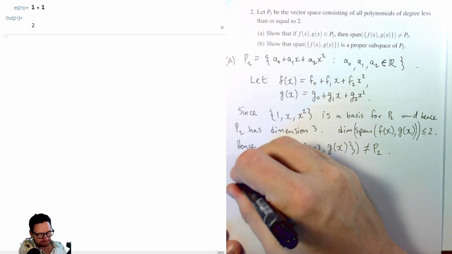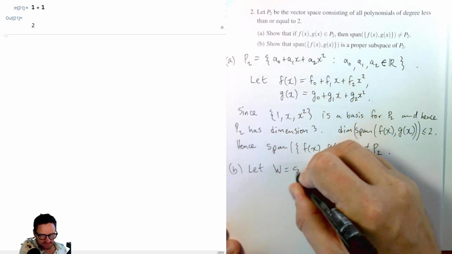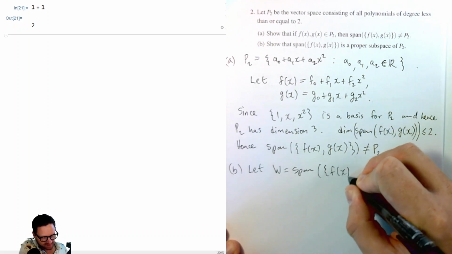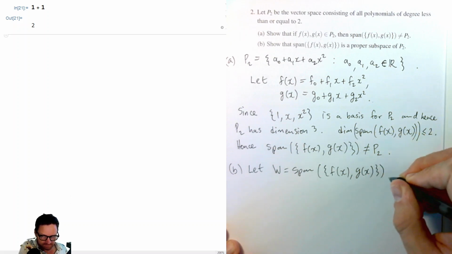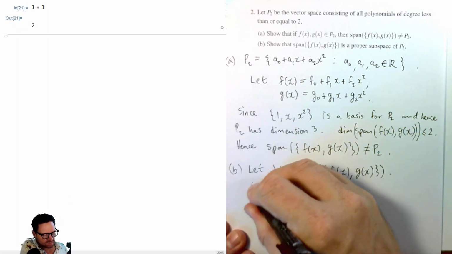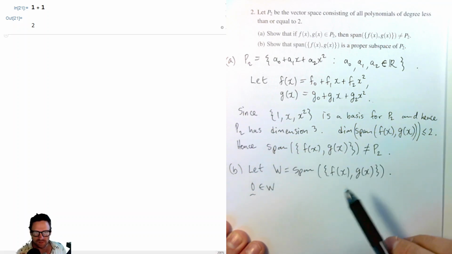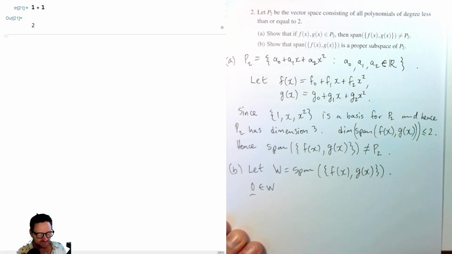Okay, part B. So let W be equal to the span of f of x and g of x. Now note that the 0 vector is in W because we can say 0f plus 0g and get 0, the 0 polynomial, which is the 0 vector.